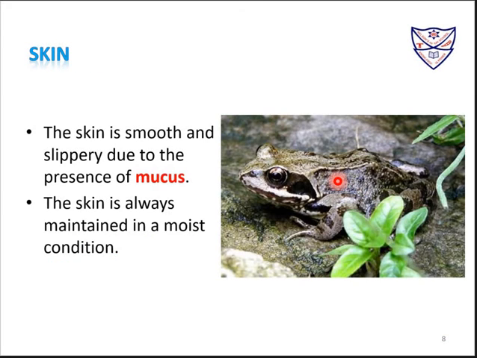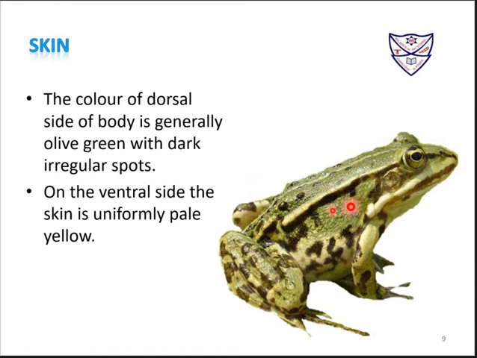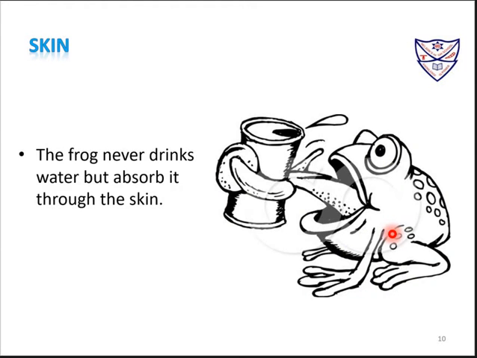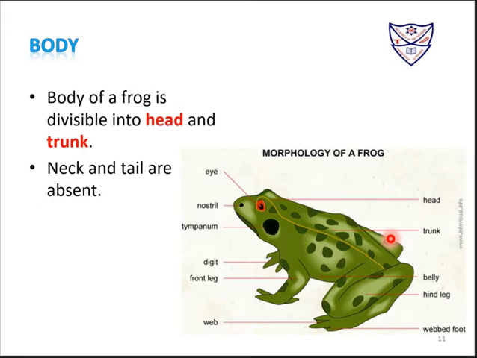Now let us study about the morphology of the frogs. So their skin is smooth and slippery because there is mucus present on it. The skin is always moist because of this. If you look at a frog, then the dorsal side will generally be of green color with irregular spots, and the ventral side will be pale yellow. A frog never drinks water, but it absorbs it through its skin.